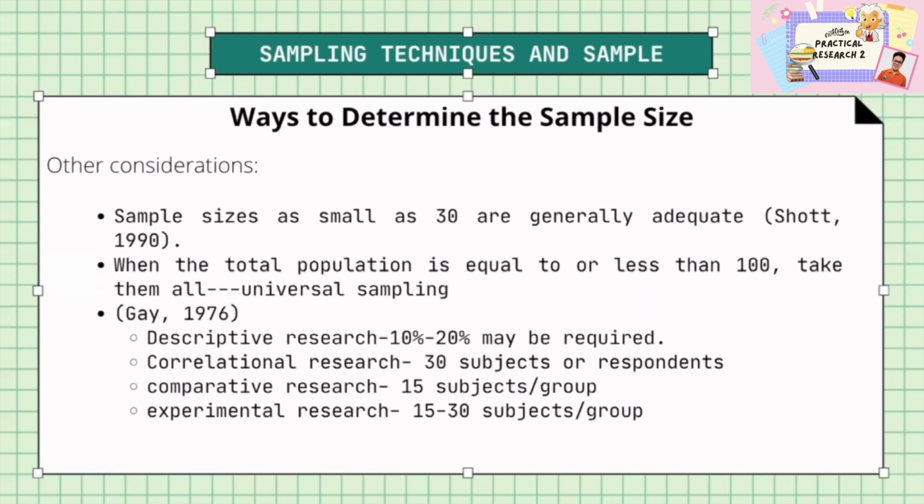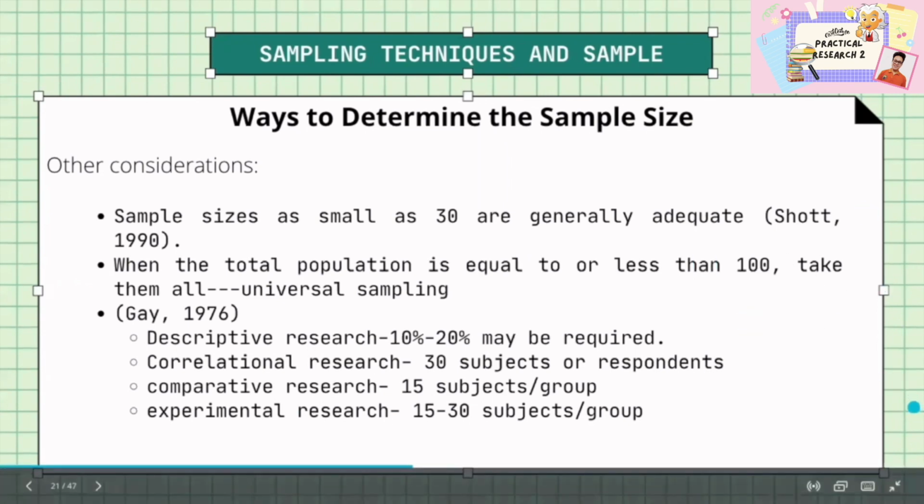And according to Gay 1976, for descriptive research, 10% to 20% of the total population may be required. Correlational research, 30 subjects or respondents will do. For comparative research, 15 subjects per group can be required. For experimental research, 15 to 30 subjects per group will be required.